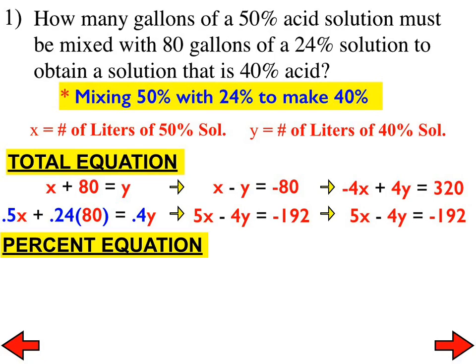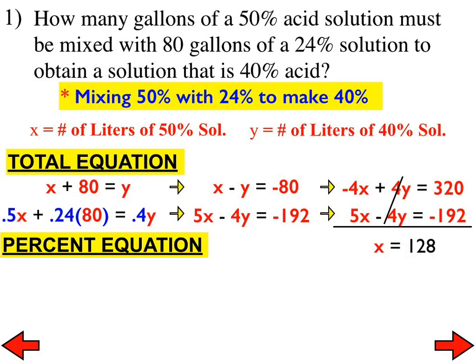Now, why did I choose to eliminate my y's when I normally eliminate my x's? Anybody have any idea why I maybe did that? You only need to find the x value? Yeah, it says how many gallons of 50%. So that's the only thing I'm trying to find. So why not just eliminate the y so that when I find my x, I have what I need.